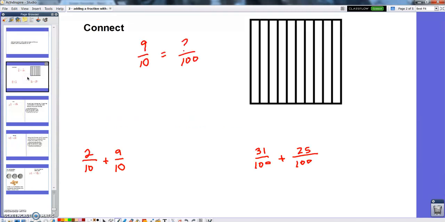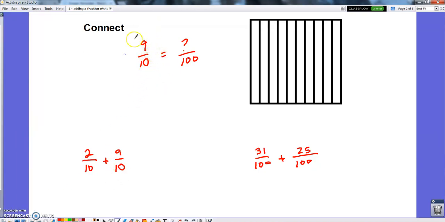So a lot of reminders from past stuff here. First thing, yesterday, we worked on taking a fraction with a denominator of 10 and changing it into an equivalent fraction with a denominator of 100. And the way we did that is, like if I was going to do 9/10, I shaded in 9/10. 1, 2, 3, 4, 5, 6, 7, 8, 9/10. Looks like that.